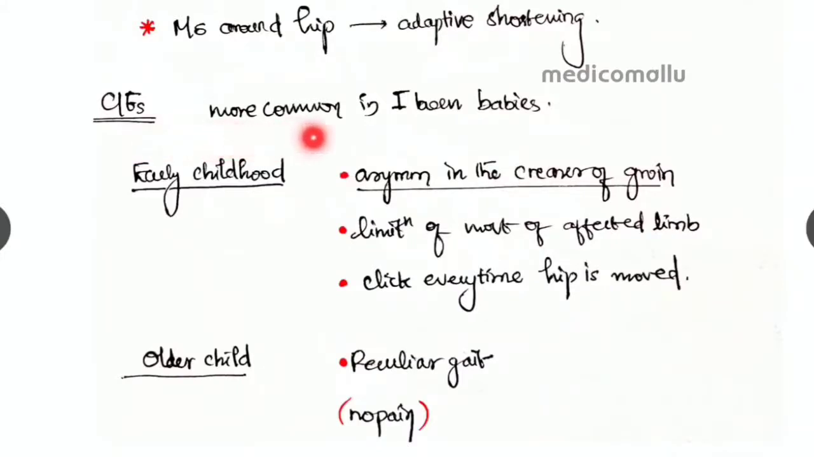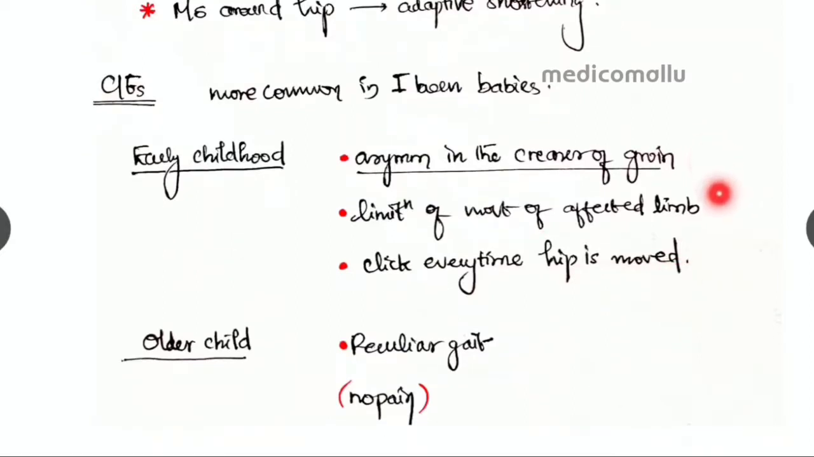Clinical features: it is more common in first-born babies. The reason we don't know. In early childhood, there is asymmetry in the creases of the groin. There is limitation of movement of the affected limb. A click is heard every time the hip is moved, and these features are noticed by the parents. In older children, there will be a peculiar gait without any pain.